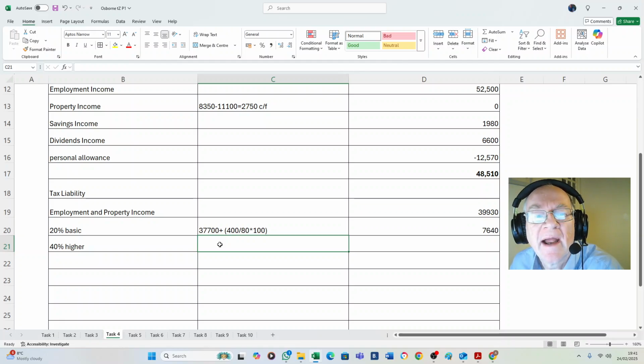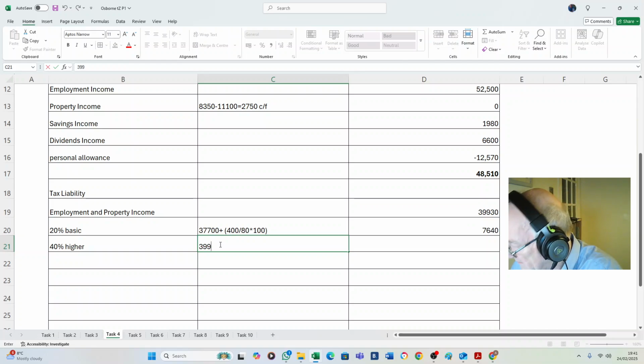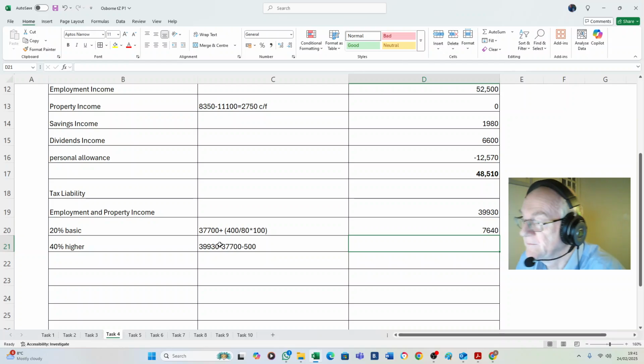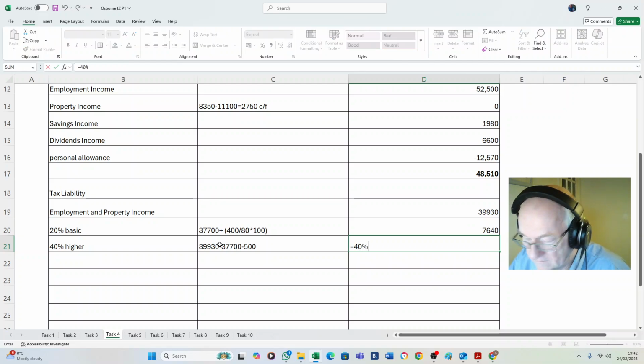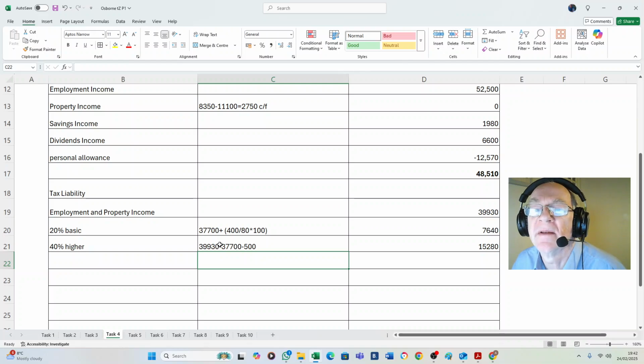So then we've got to work out how much of it. An easy mistake to make here is going to be at 40%, because it's going to be the 39,930 minus 37,700 minus the 500, if you want to show the full workings out. Again, an examiner would understand if you didn't gross that up, you'd lose marks for that little bit.